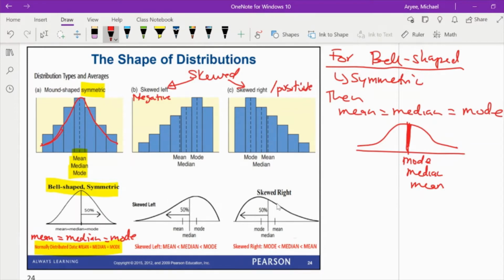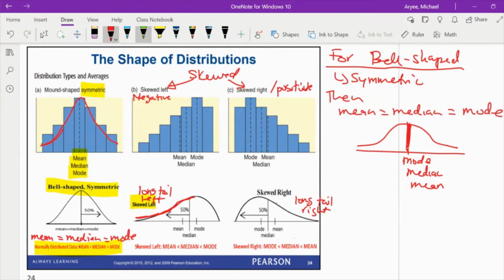Okay, now in a negatively skewed distribution, like you see here, the long tail is on the left side. If the long tail is on the left side, then it is negatively skewed. Now for positively skewed, the long tail is on the right. So if the distribution is positively skewed, then the long tail is on the right.